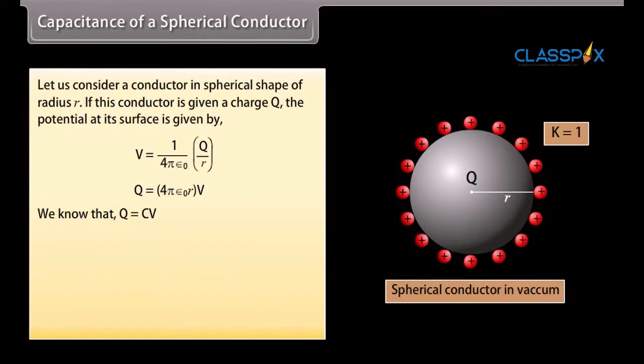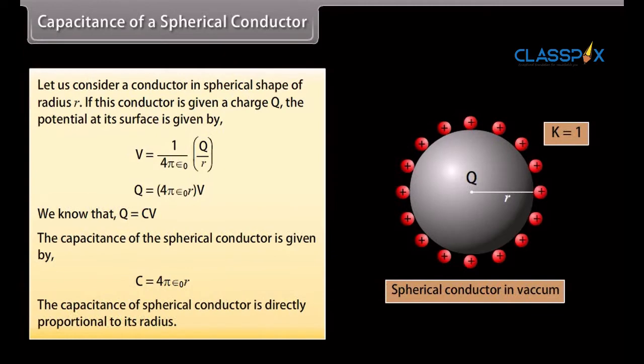On comparing above equations, the capacitance of the spherical conductor is given by C is equal to 4 pi epsilon naught R. This relation shows that the capacitance of spherical conductor is directly proportional to its radius. Larger is the radius, larger will be its capacitance. This expression is true for the conductor placed in air or vacuum.